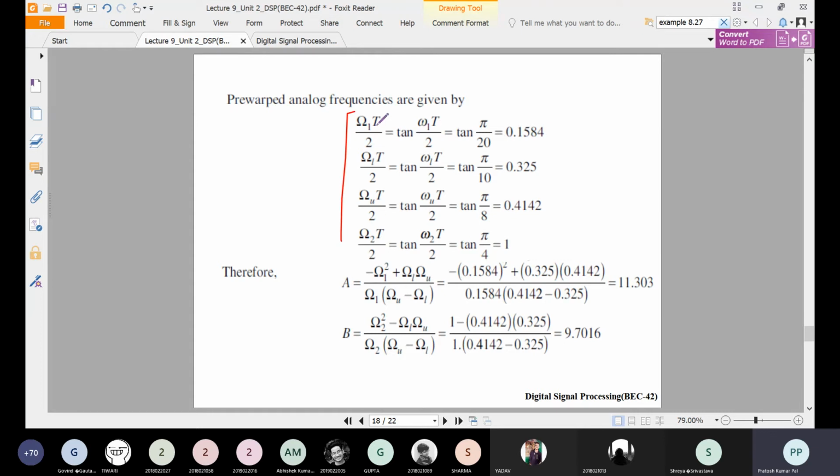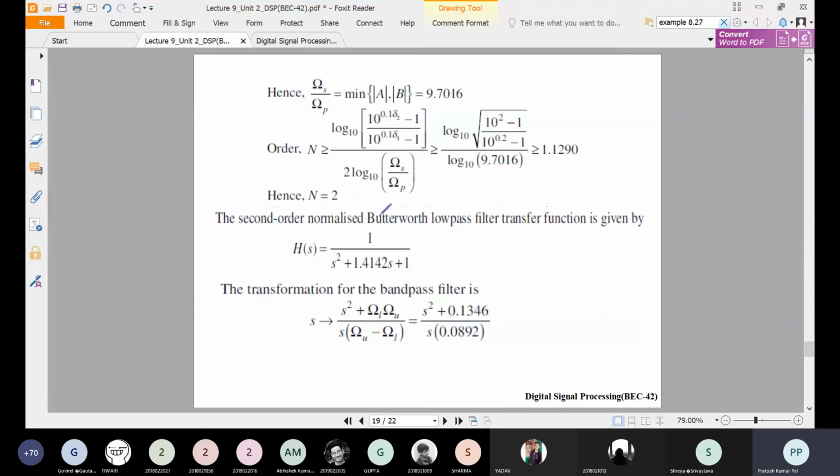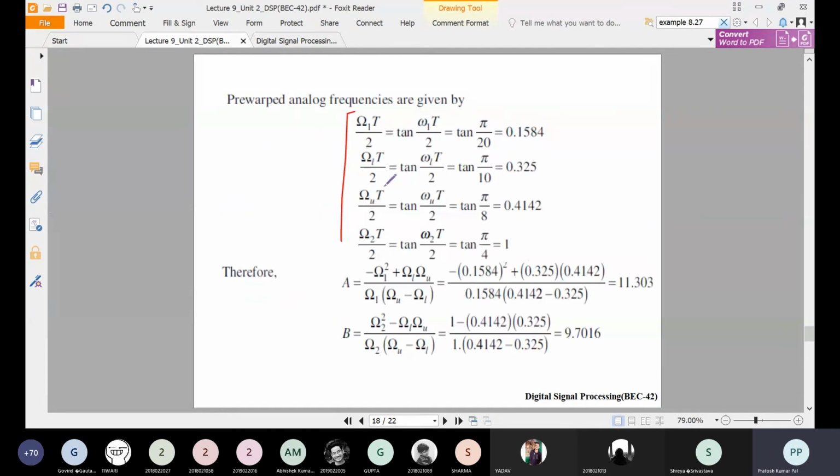So this is omega 1, omega 2, omega L and omega U. These are the lower and upper bands. This omega 1 and omega 2 are for the stop band, lower and higher. Here different frequencies are given, so we need to find out omega S divided by omega P. We should be finding out two different frequencies.